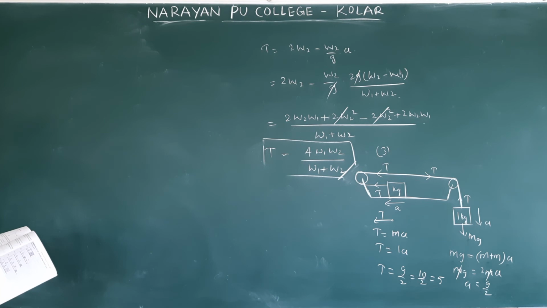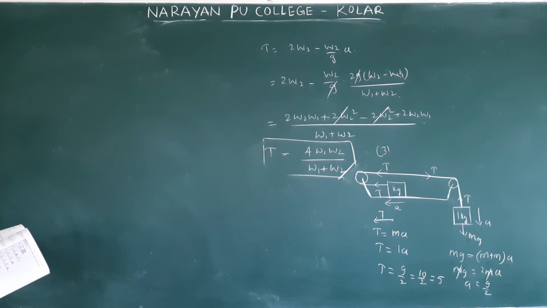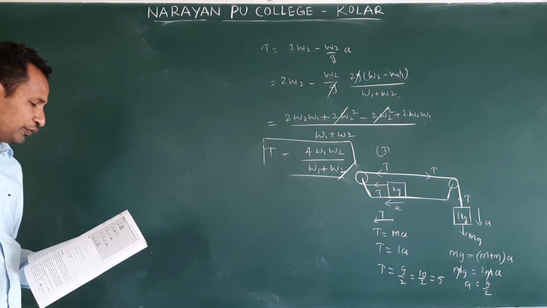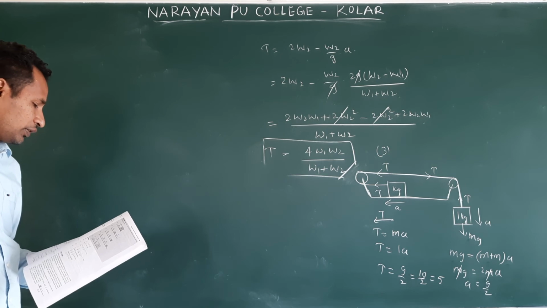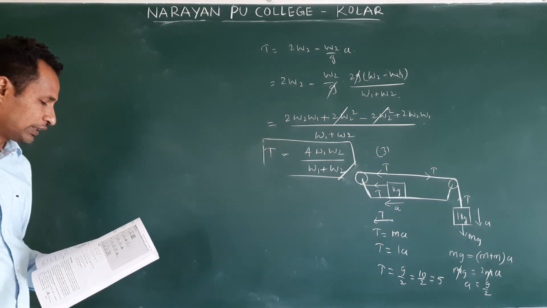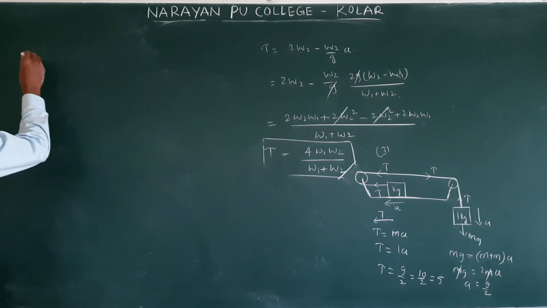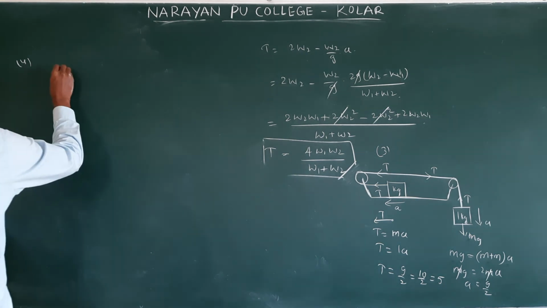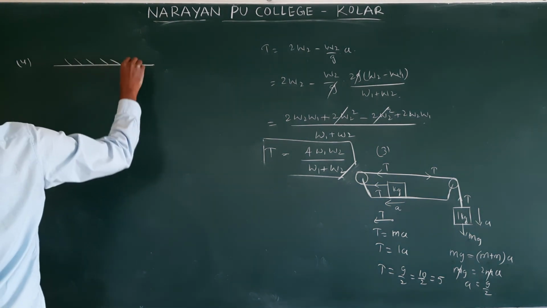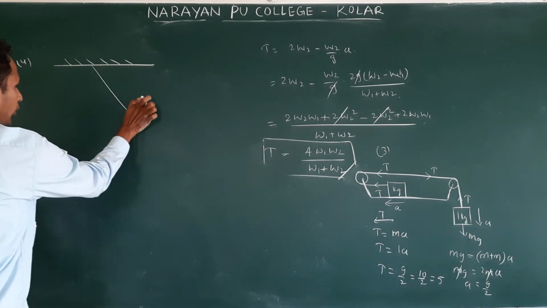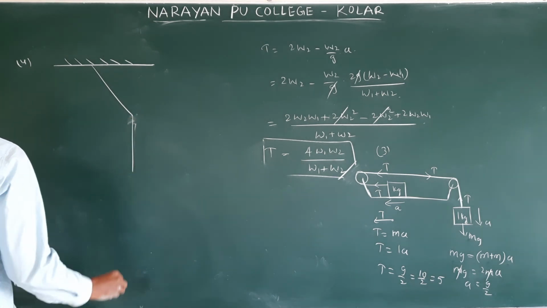Fourth one. A mass M is suspended by a rope from a rigid support at A as shown in the figure. Another rope is tied at B and is pulled horizontally with a force F. If the rope AB makes an angle theta with the vertical, then the tension in the string AB is... This is another form of textbook example problem. Right?